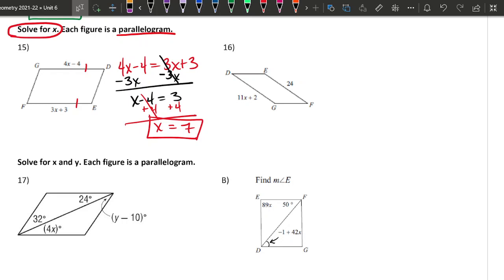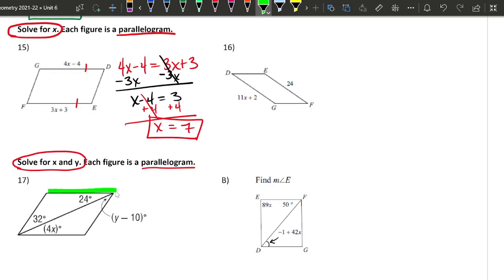Number 17. Again, I'm still dealing with parallelograms. So it's important you pay attention to which shape you're working with, what kind of polygon. This time it says solve for x and y. Sometimes you don't have a choice really of which one you're going to solve for first. For number 17, I do have a choice. Because of the way the problem is set up, I don't need one of them to find the other.